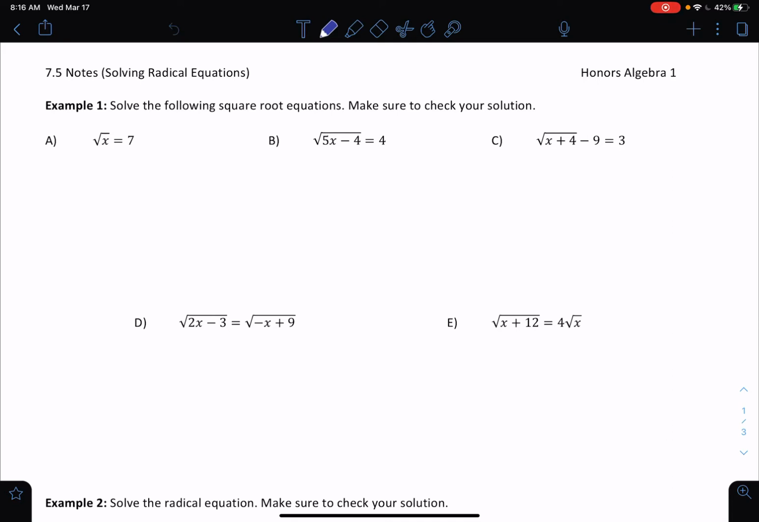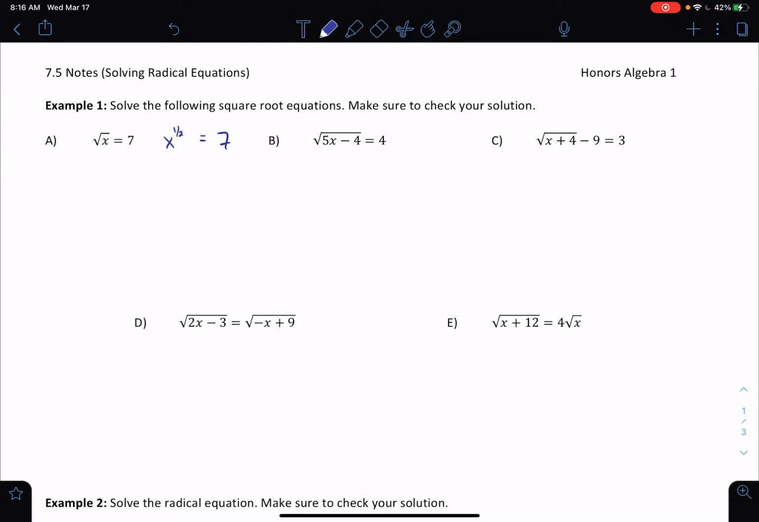When the variable that we're trying to solve for is trapped underneath some radical, whether it's a square root, cube root, whatever, what can we do to get that x by itself? Okay, so one way to think about it is the square root of x equals 7, if we look at this first example. The square root of x is the same thing as x to the 1/2 power equals 7.